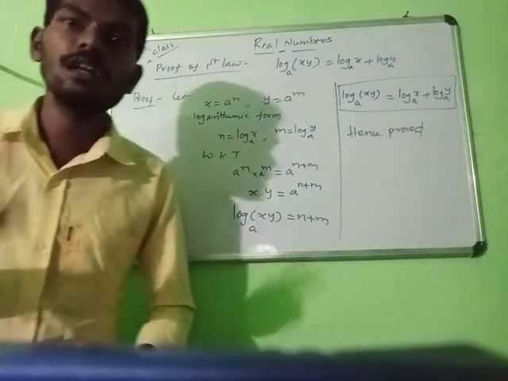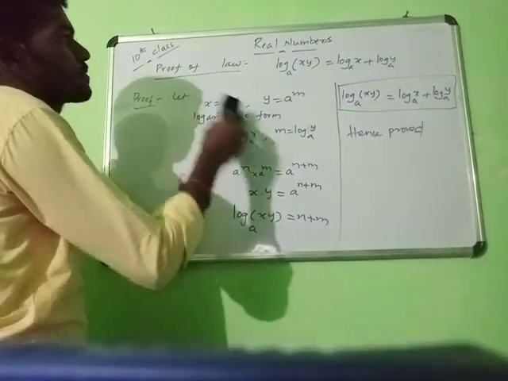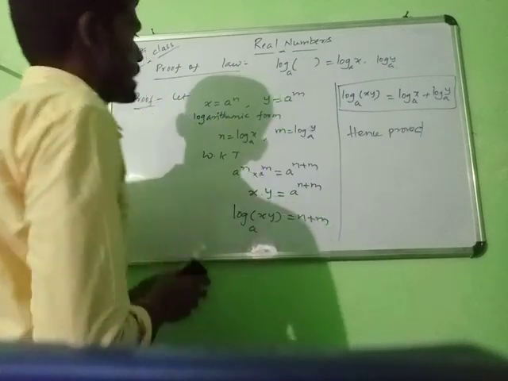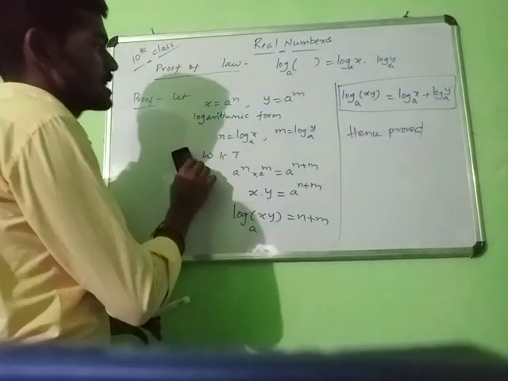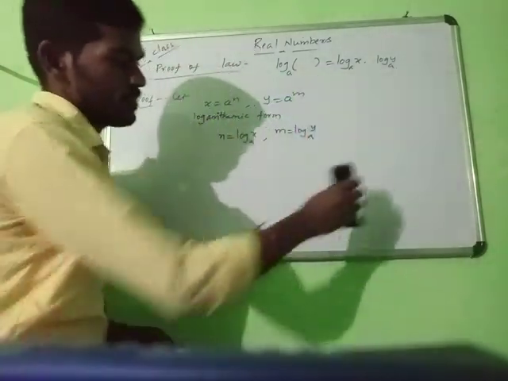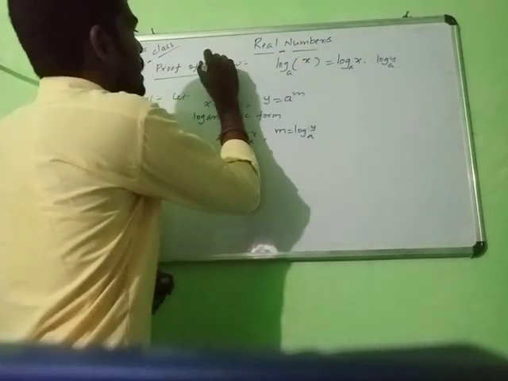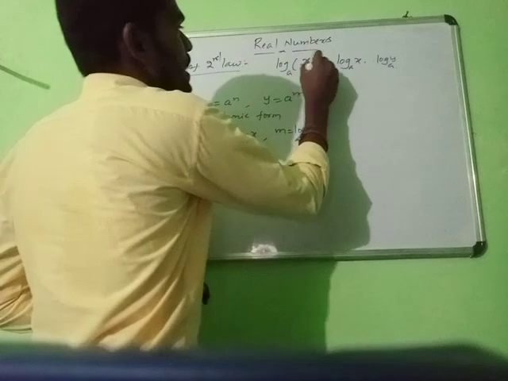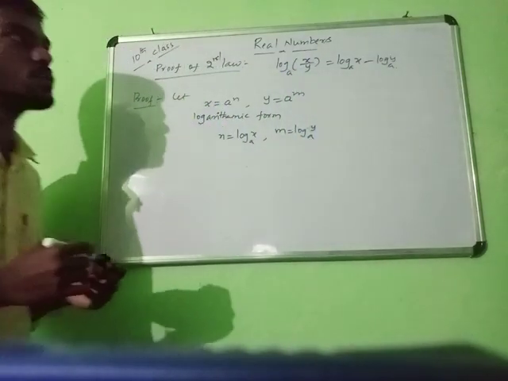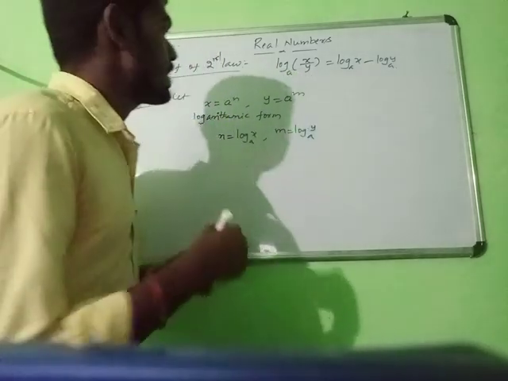Okay, now for example, take the second law. What is the second law? Now x by y, a minus will come. Log of x by y base a is equal to log x base a minus log y base a. Okay, and then what will come?